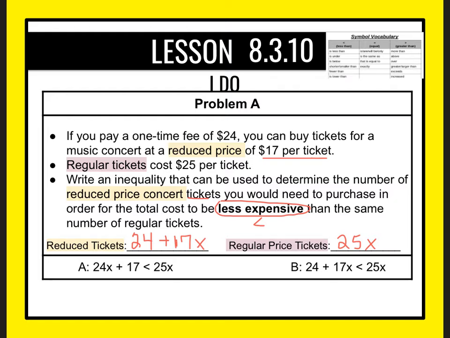So I want to know when the price will be less expensive in regards to the number of tickets that I buy for reduced price tickets versus regular price. So as I look at my following inequalities, well, I know that if I look at A, they're multiplying that per ticket, and I know that that's wrong for my reduced tickets because my reduced price tickets are $17 per ticket, so A cannot be an option. If I look over here, it's 24 plus 17x is less than 25x, so therefore B would be the best choice that represents this situation.